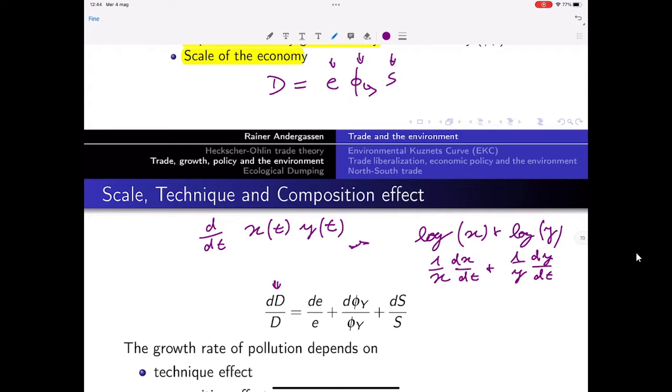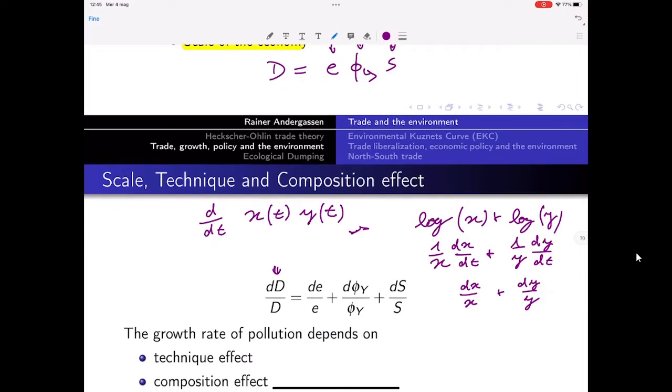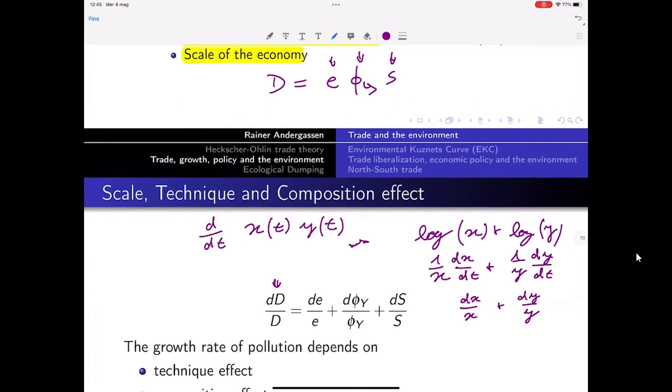Okay, this is usually, I mean, you can write this as the rate of change. Clearly what you mean here is the derivative with respect to time. This is how it can be written in a more simple way, and this is what's done here.